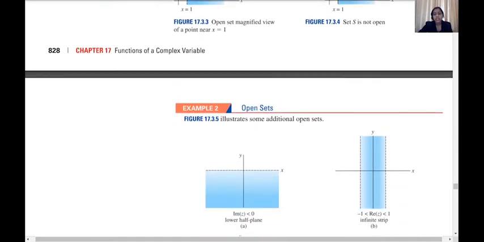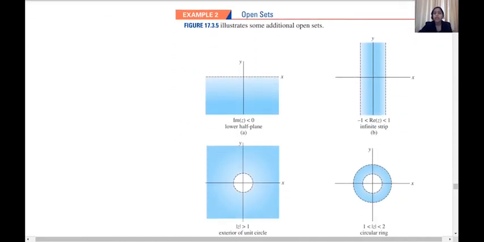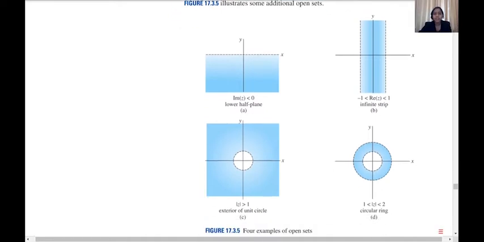So this example 2 illustrates some other regions which are open sets. The first one, A, is imaginary part of z is less than 0, so everything will be lying below the x-axis, so it is the lower half plane. Then we have -1 less than real part of z less than 1, so -1 and 1 both are excluded, and real part of z lies between these. So this is an infinite strip, you can go on up and down to infinity. The next one is mod z is greater than 1.